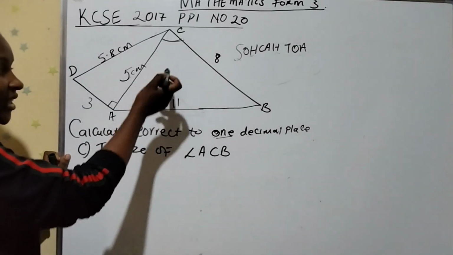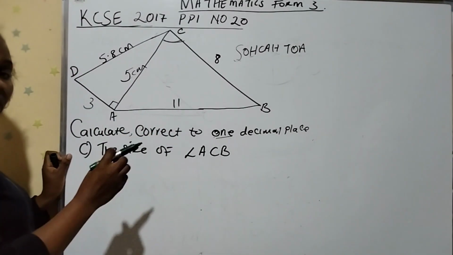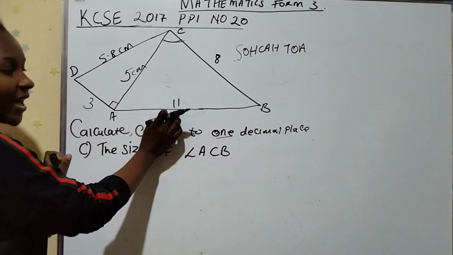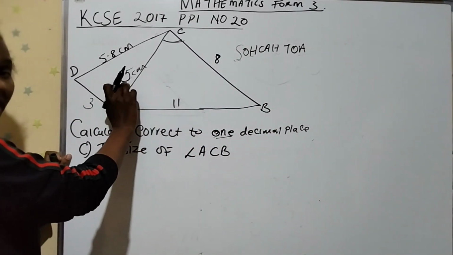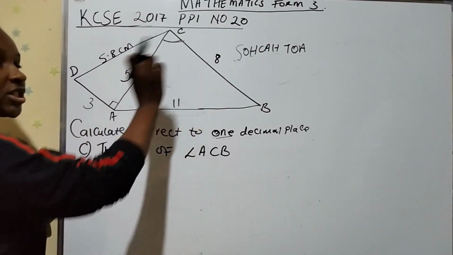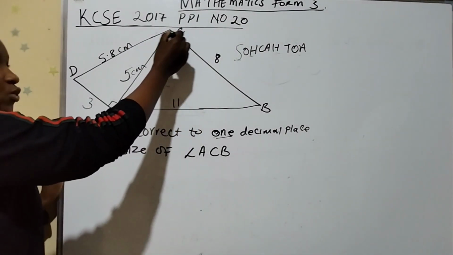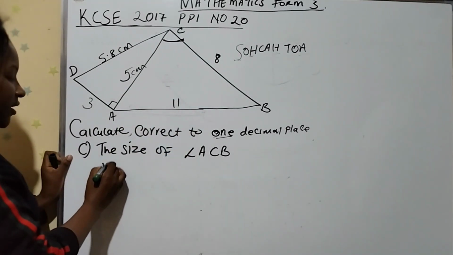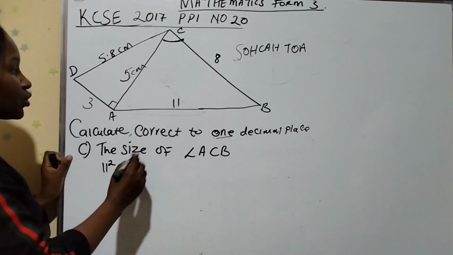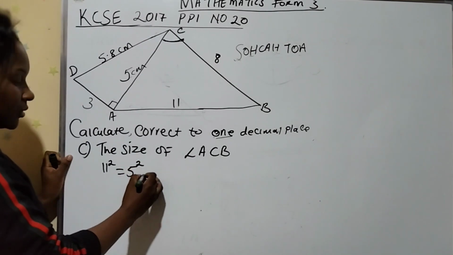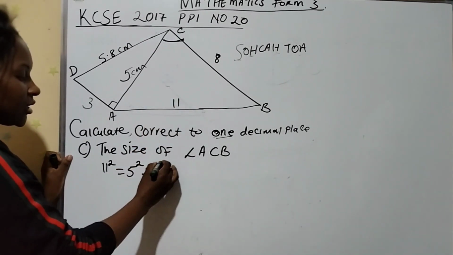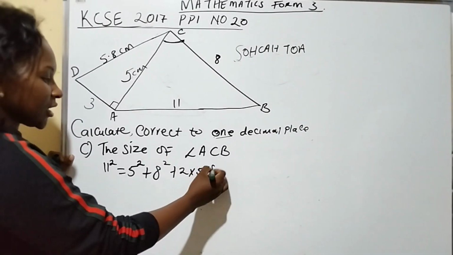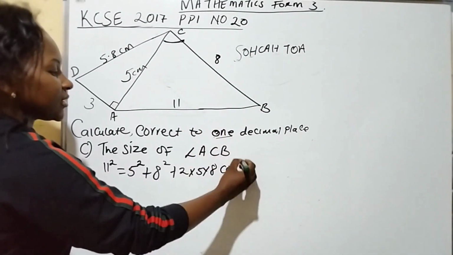So now let us see how we are going to go about this. Here we have A, C, B. We have 11 on this side, 5 this side, and 8 on the other side. Now for us to get this angle C, we have to say 11 squared is equal to 5 squared plus 8 squared plus 2 times 5 times 8 cos C.